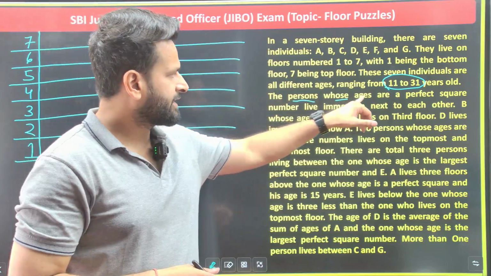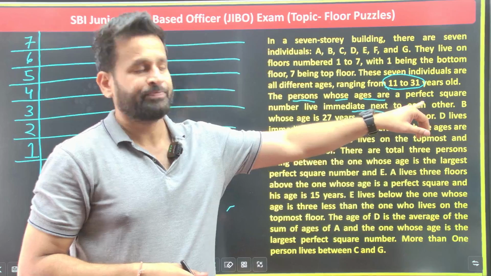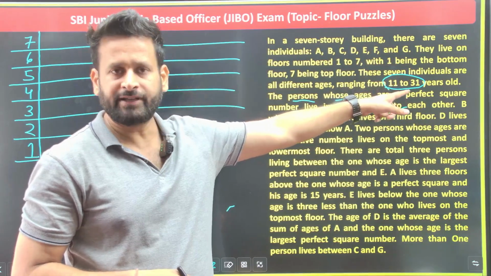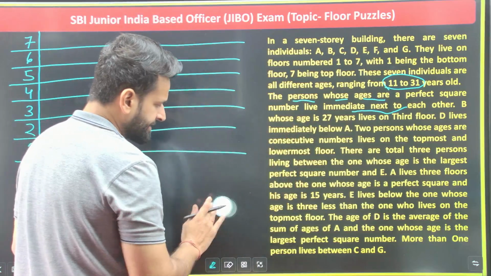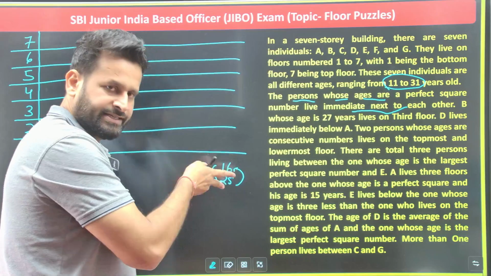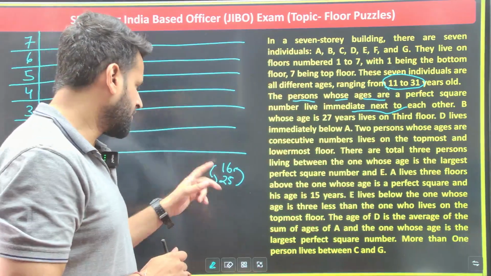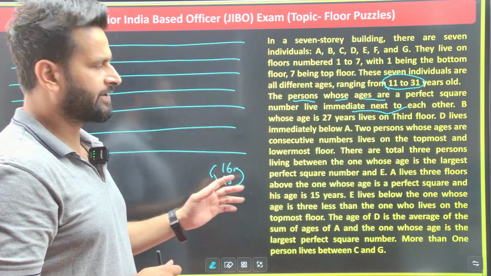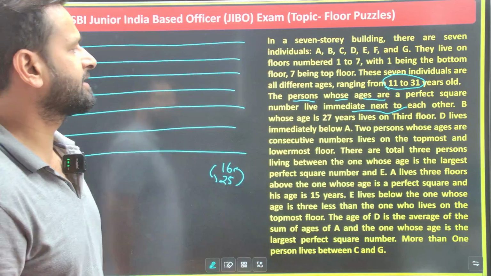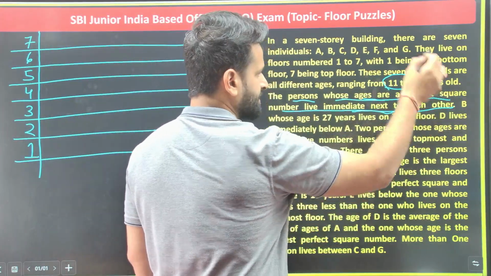The persons whose ages are a perfect square are living immediately next to each other. Now, out of this range, what are the perfect squares? 16 and 25. The question says the 16 one and the 25 one are living immediately next to each other, upper and lower, immediately above or below each other. We do not know the order. We don't know who is on which floor, where, who is above, who is below. But these two will be coming together. That condition is given.